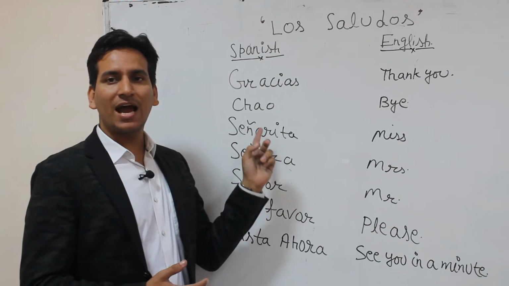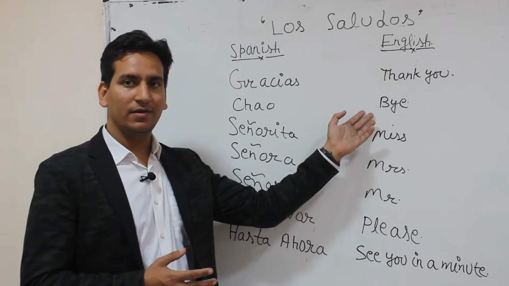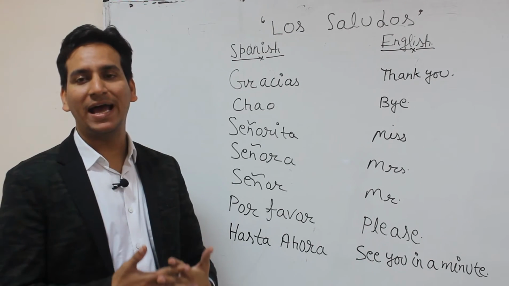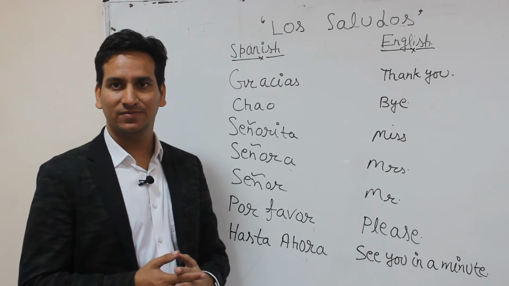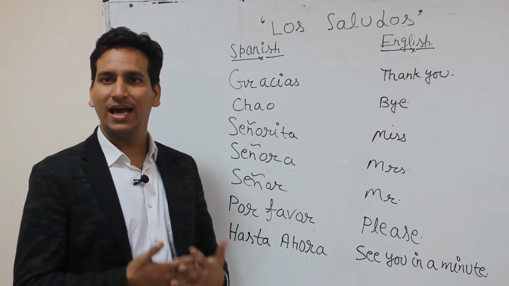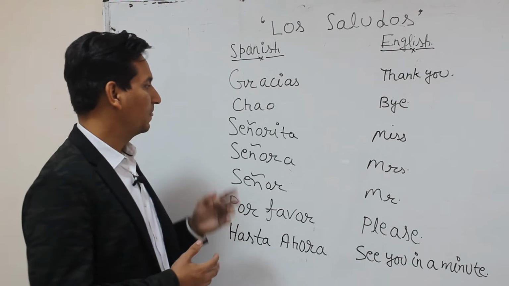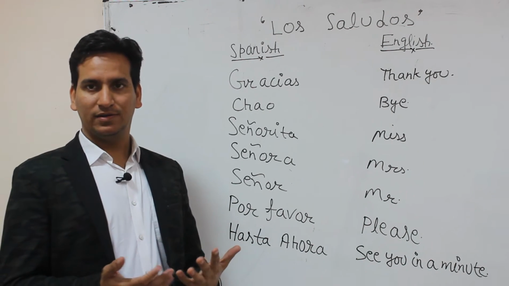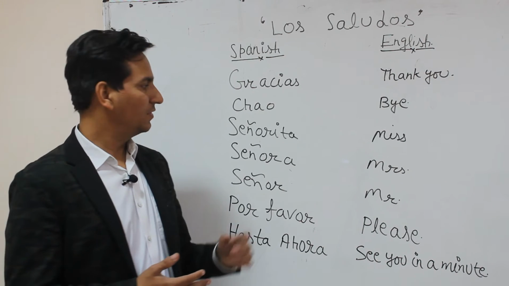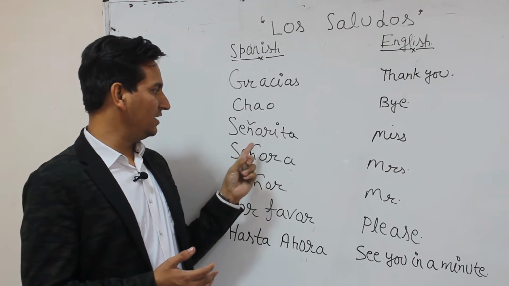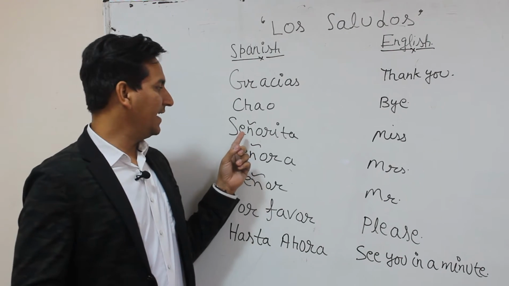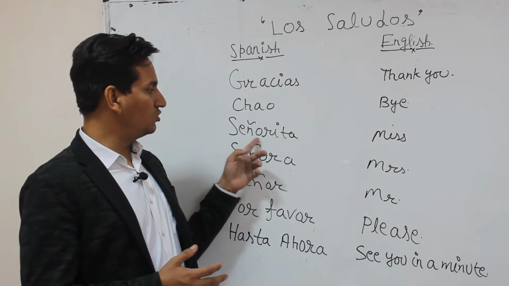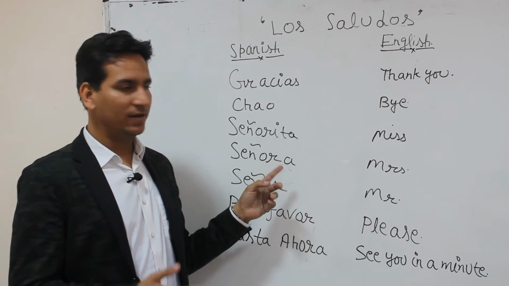Ciao. Ciao means bye. This is an informal expression to say bye in Spanish. You can also say adiós. Miss is señorita. Whenever we have this accent on the top of N, it gives ñ sound. Ñ. So all together this is señorita.